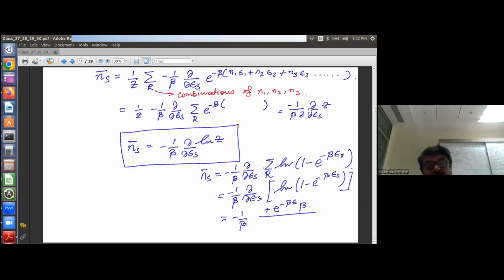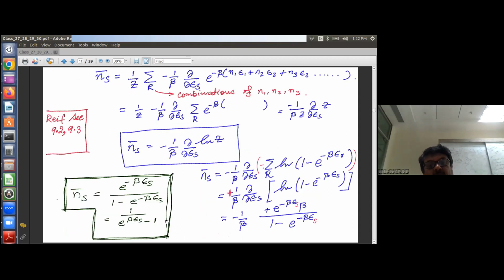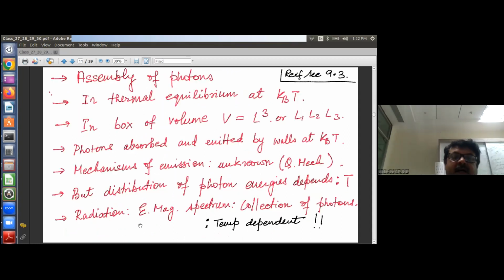Now the question is, okay, fine, we have got this, but what are going to be the values? What are the allowed values of epsilon s? So that's the question we're going to ask next. And to do that, this is taken from Reif section 9.3. One assumes that you have an assembly of photons in thermal equilibrium at k_B T. The black body is at equilibrium at temperature k_B T in a box of volume V equal to L cube.